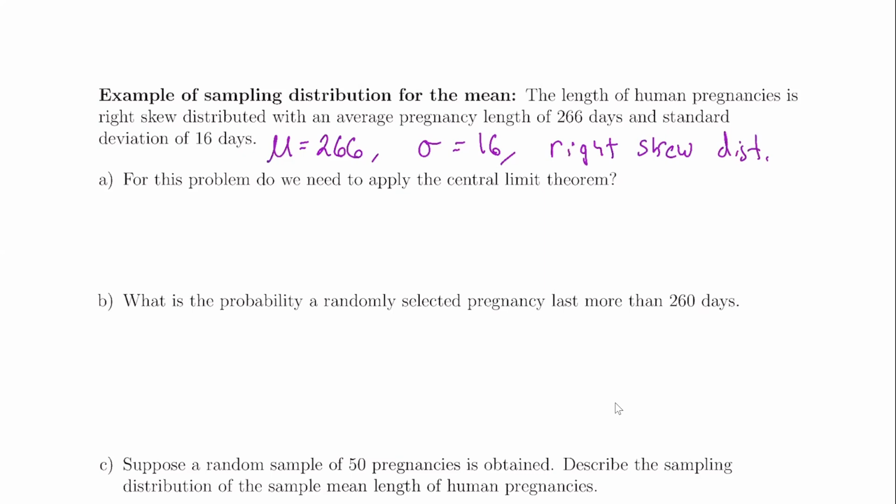All right, so those are the three important pieces of information that the problem gives us. The mean length of a pregnancy is 266 days, the standard deviation is 16 days, and the distribution is a right skew distribution. Any questions on where those three pieces of information come from?